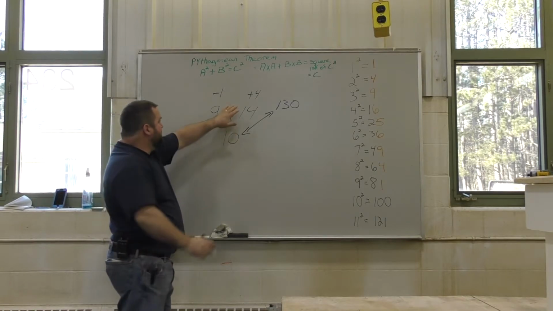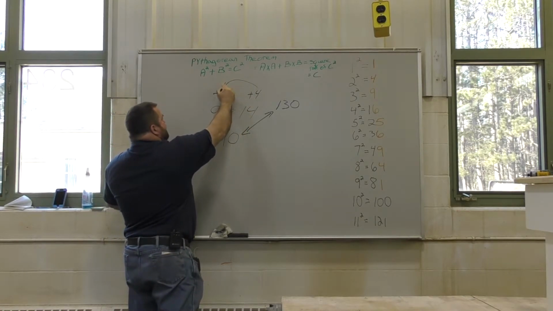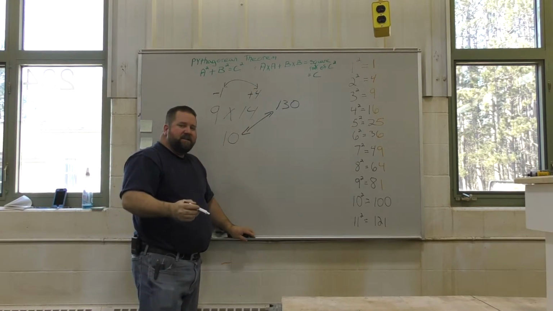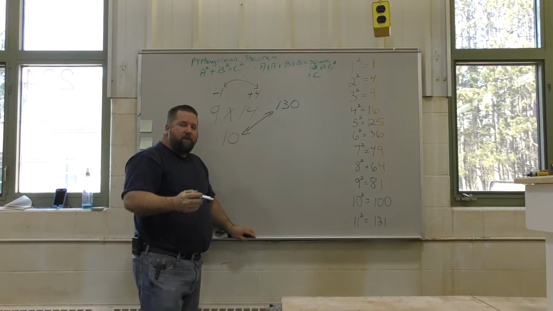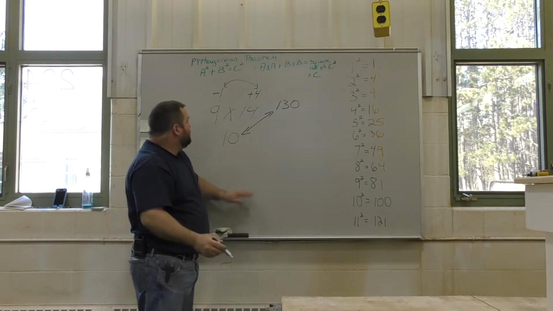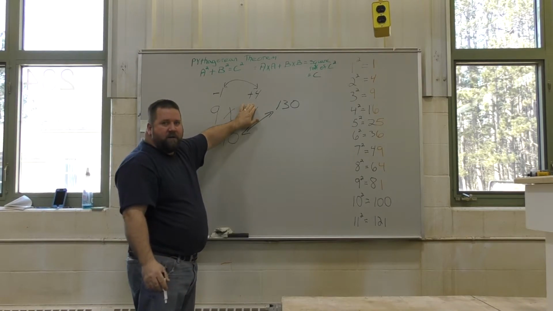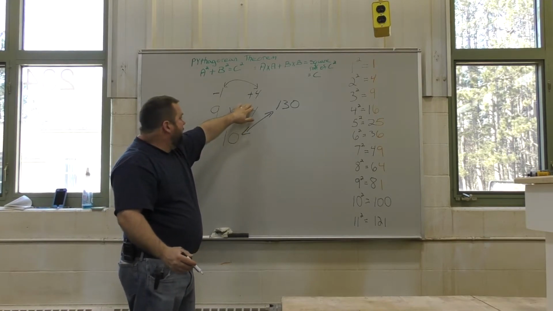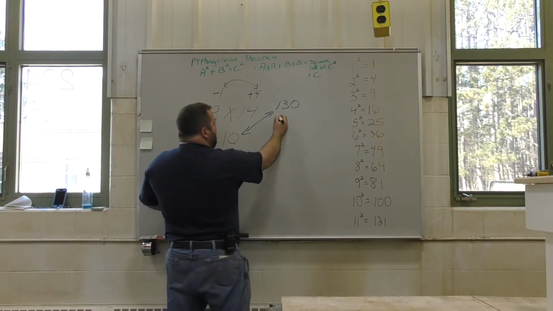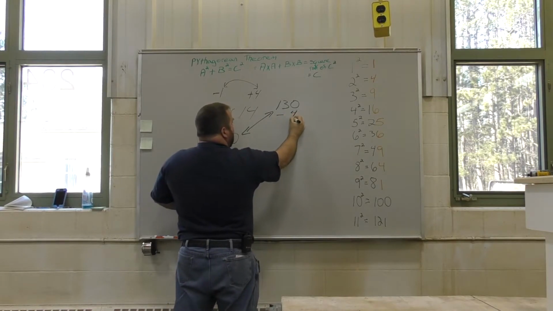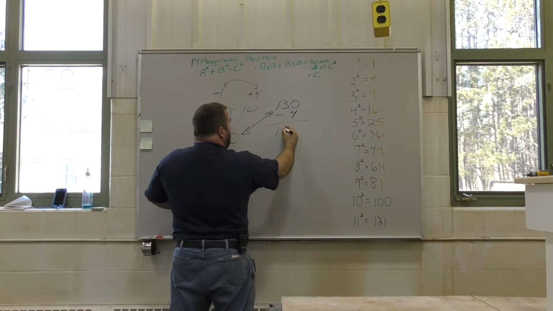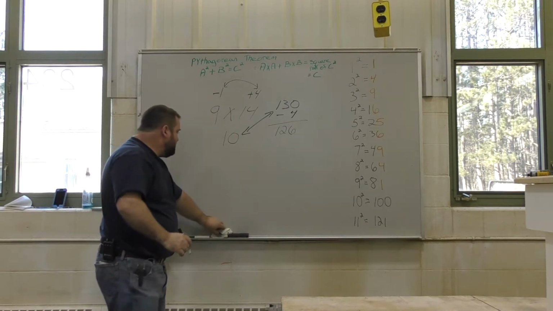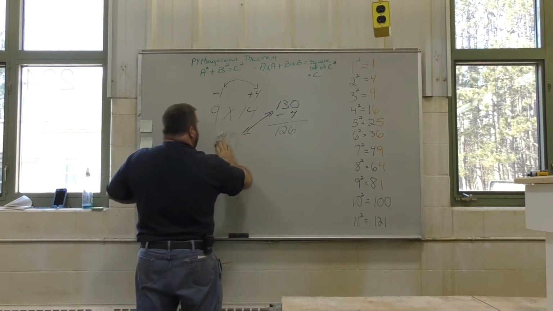Now you have to remember this. You multiply this to this. When you multiply a negative times a positive, you remember that you come up with a negative number. So we're multiplying a positive 4 times a negative 1. And you get a negative number. So you end up with a negative 4. So instead of adding, this time we're subtracting 4 from 130. And we come up with 126. Make sense? We'll do that again.